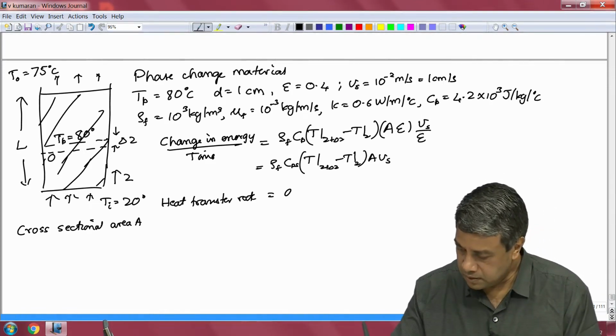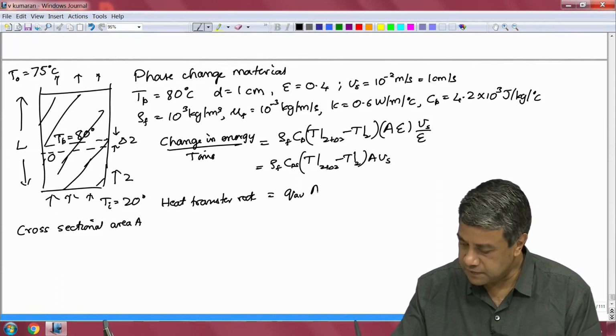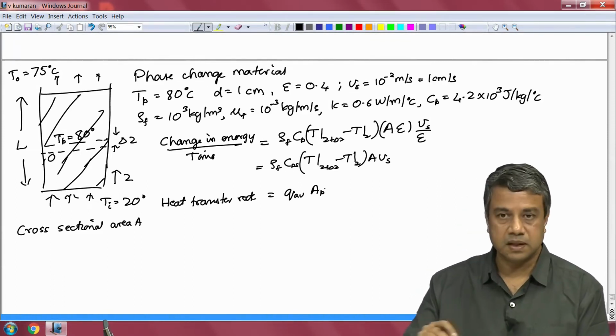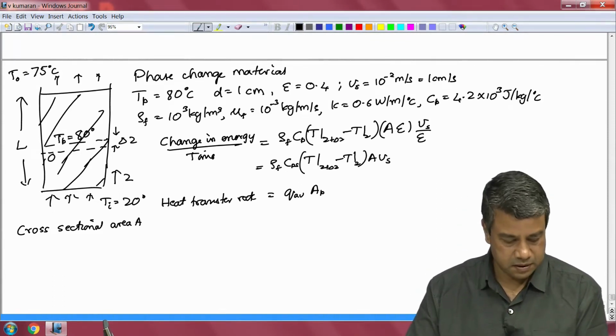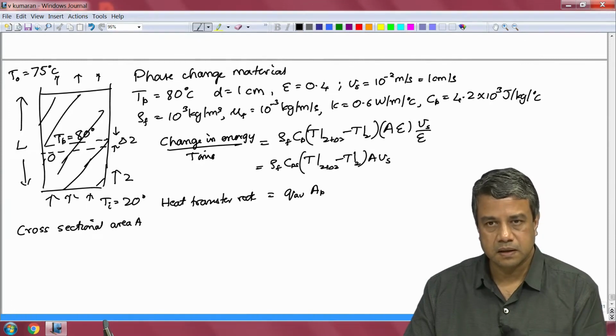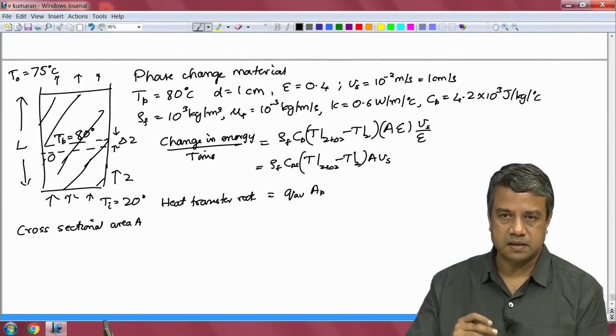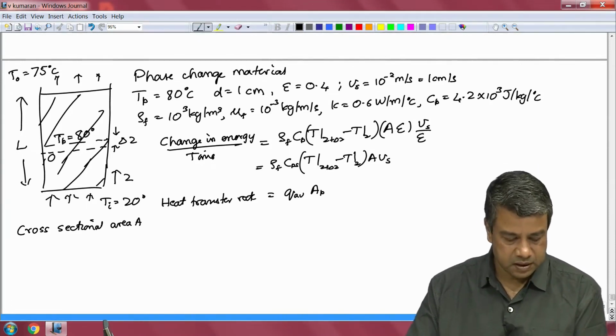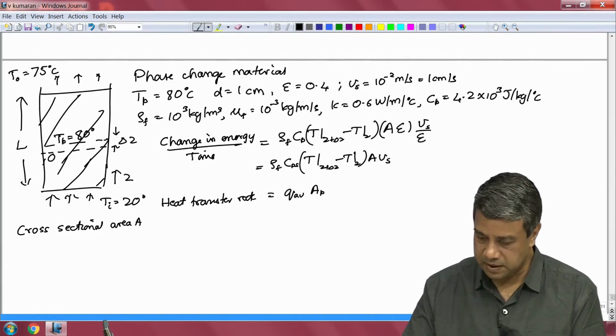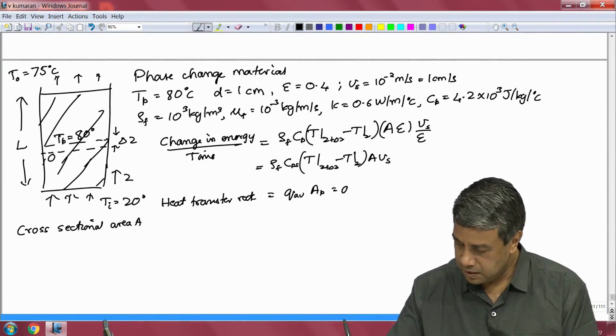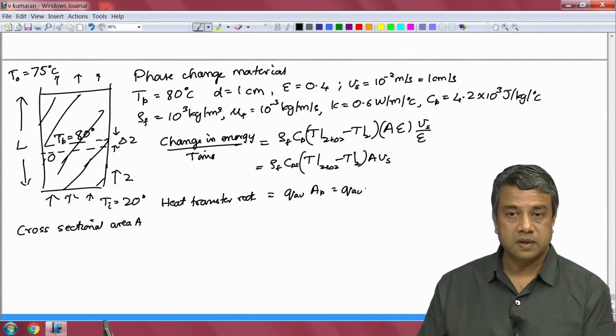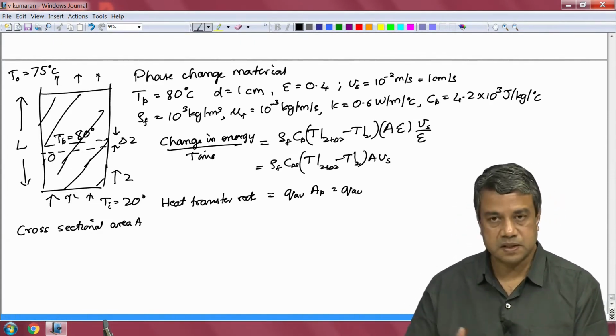Is equal to Q average times the surface area of the particles within this volume, okay. The total surface area of the particles within this volume is going to be equal to QAV into the surface area per unit volume times the volume, okay.